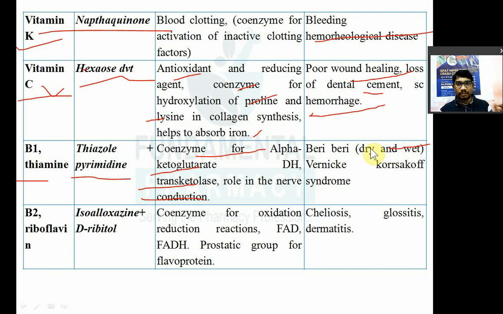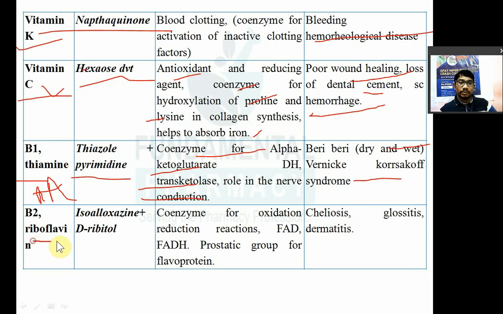beriberi. It may be either dry beriberi or wet beriberi. Another deficiency disorder is Wernicke-Korsakoff syndrome, a question comes on it. Thiamine deficiency is most commonly found in alcohol addicts. Those people who drink heavily have thiamine deficiency, because alcohol decreases the absorption of thiamine.